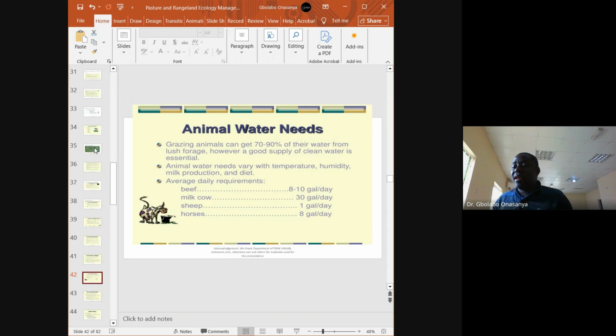That's why a nursing mother takes a lot of water, because water takes part in milk production. Sheep takes about 1 gallon of water per day, or 8 gallons per day. But above all of them, dairy cow takes the largest amount of water per day, 30 gallons of water per day.